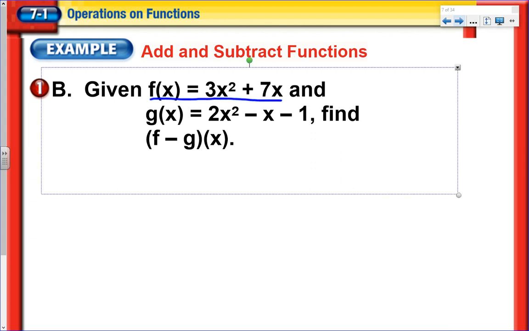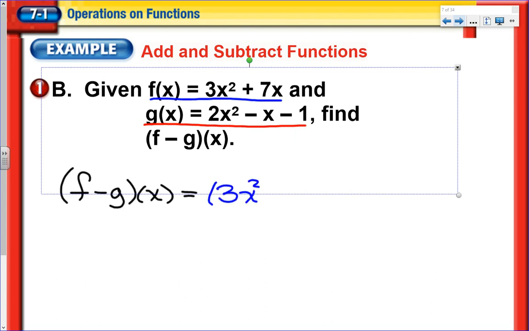There's f, there's g, and we want f minus g of x. So what I'm going to write is f take away g evaluated at x is going to be equal to, all right, the f function was 3x squared plus 7x minus the g function. Shoot, I meant to do that in black, but oh well, we'll do it in red. The g function is 2x squared minus x minus 1.